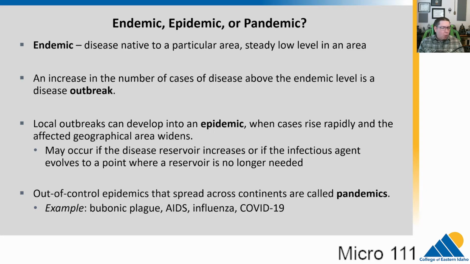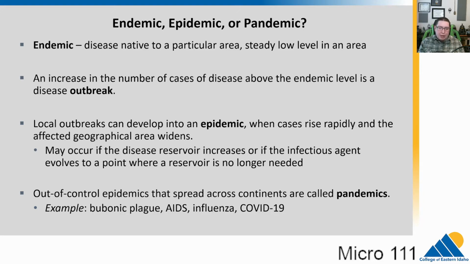When we get to a point where an epidemic is out of control and it spreads across continents, then we classify it as a pandemic. Bubonic plague, we do have a pandemic technically right now. Madagascar, some of Africa, India can all have this.